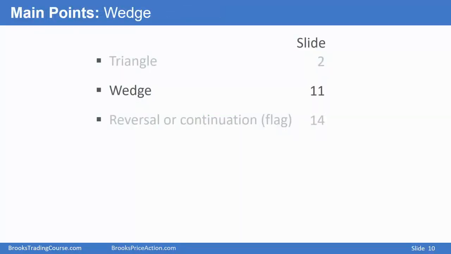I'm going to now talk about a special type of triangle. I call it a wedge. A wedge, like all triangles, is a trading range, and it has converging lines. If the pattern is mostly horizontal, I use the term triangle. If it's angled upward or downward, I use the term wedge. And sometimes you're not sure, it doesn't matter what you call it. You can call it a triangle or a wedge. In general, if I'm not sure, I call it a triangle.